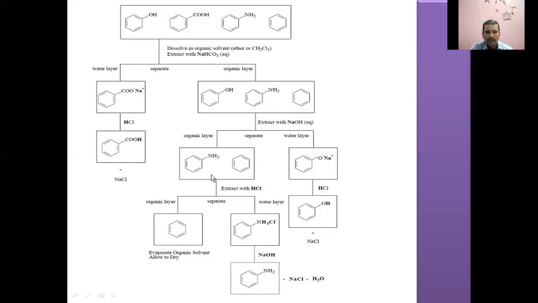Add sodium hydroxide. If you have added sodium hydroxide, phenol will be converted into sodium phenolate, that will come to the water layer. The organic layer will be left with aniline and benzene. Add hydrochloric acid to the organic layer, extract it. Aniline will be converted into anilinium ion, the protonated species. It is aqueous soluble. Release the aqueous layer, treat with NaOH, get back aniline. And the organic layer is left with benzene. So evaporate the organic solvent, you will end up with benzene. So like this, 4 compounds can be separated. With respect to their properties, we can use a suitable solvent.